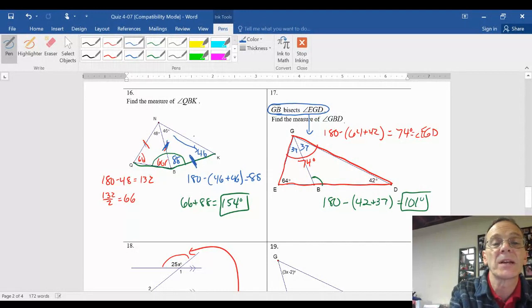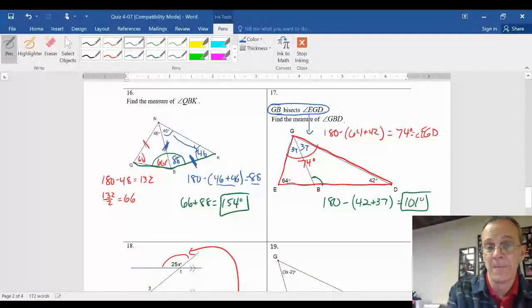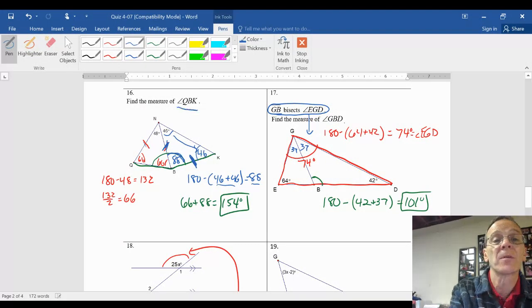So this is an isosceles triangle over here, which means that 46 must equal that 46. Subtract those from 180 to get 88 as the remaining angle in that blue triangle. And then the angle that I asked for, QBK, is this angle here. It's the sum of this 66 and 88 for a total of 154.